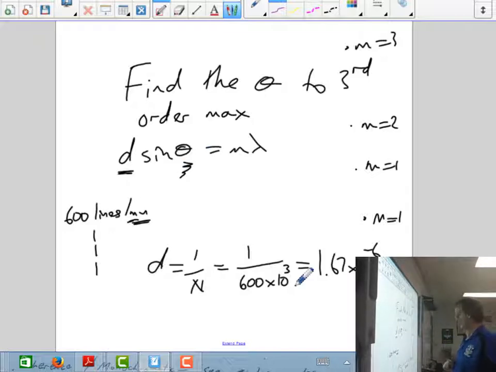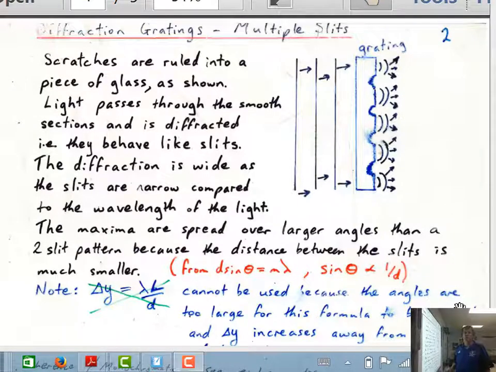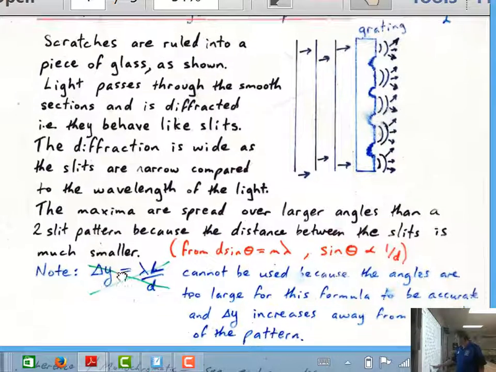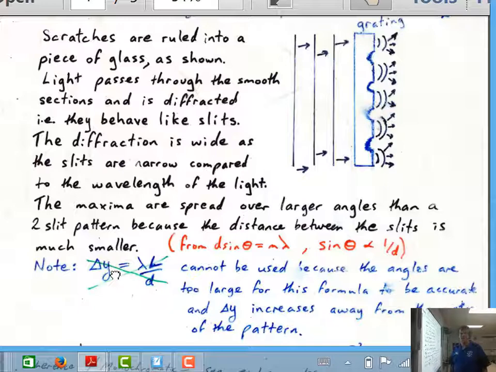Now, something to be conscious of with diffraction gratings is that you can't use the formula delta y equals lambda L over d, because that's based on an approximation that the sine of theta is approximately the same as tan theta at those small angles of 1 degree or 2 degrees at the most, whereas we could be dealing with angles here of 30, 40, 50 up to 90 degrees. So because of that, do not use this formula in the diffraction grating one.